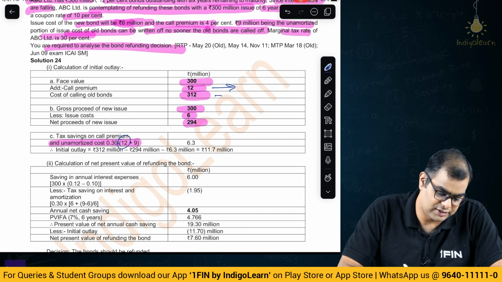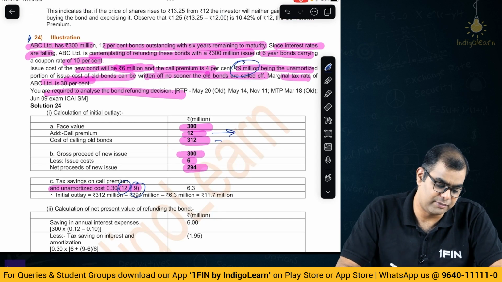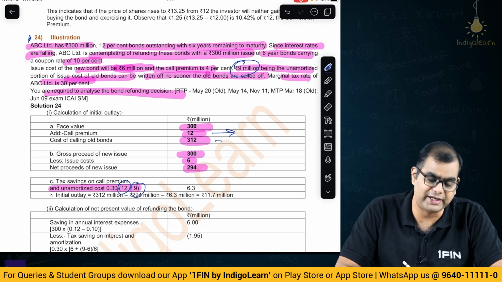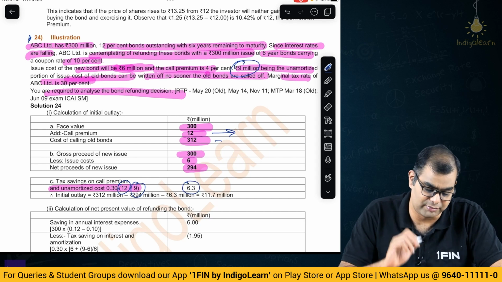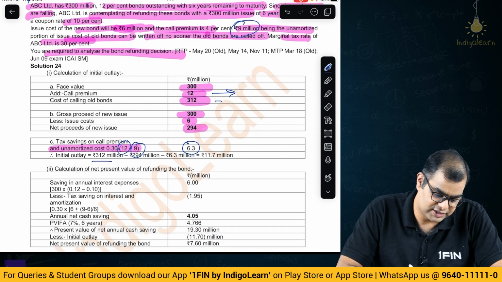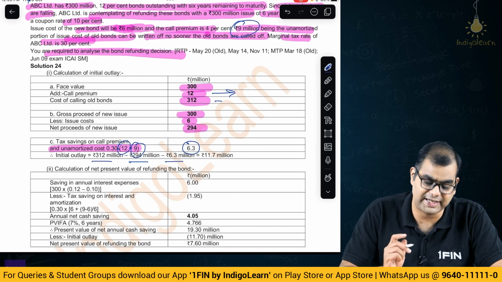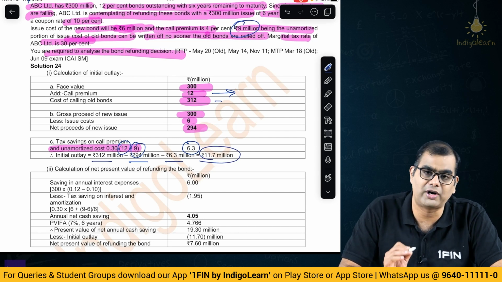So 12 is the call premium, which is what we discussed here, and 9 million is the unamortized cost of the old issue. So 12 plus 9 is 21, 21 into 0.3 is 6.3 million, which is the tax saving here. This is one number. So initial outlay is 312 minus 294 minus 6.3. Why minus 6.3? Because that's a tax saving that you're getting. So you're getting 11.7 million.